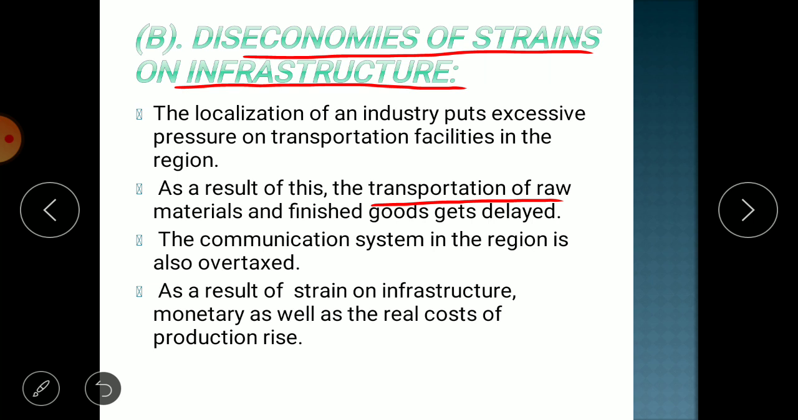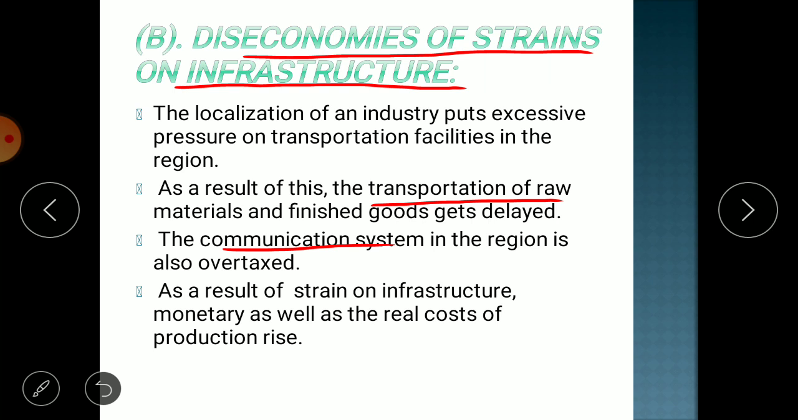If there is too much localization of industry, so many firms are situated in that area, then everyone is demanding the transportation for transporting the raw material and the finished goods. What will result? It will create pressure on the capacity of the transporter, which will increase the higher freight rate by the transport companies. Our cost of production increases. First example. Second, there will be increase in a communication system because it will be overcharged, overtaxed.